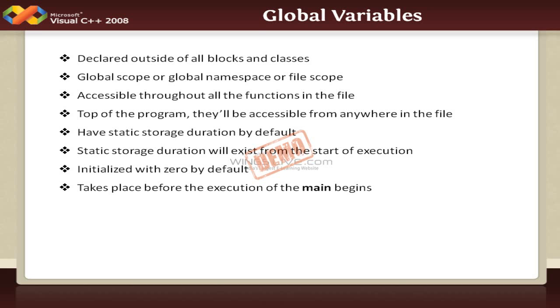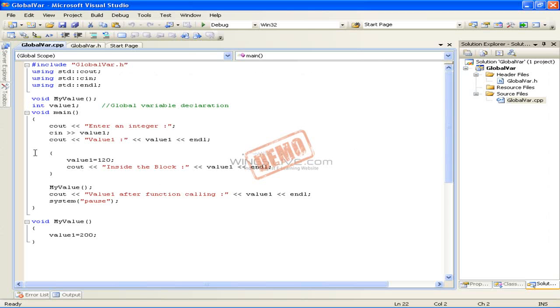I can demonstrate for you with a suitable example of global variables. In this example, we declare an integer variable called value1 and a function at the very top of the main function. And then we give an input to that variable using this line. Following that, we show immediately that value.